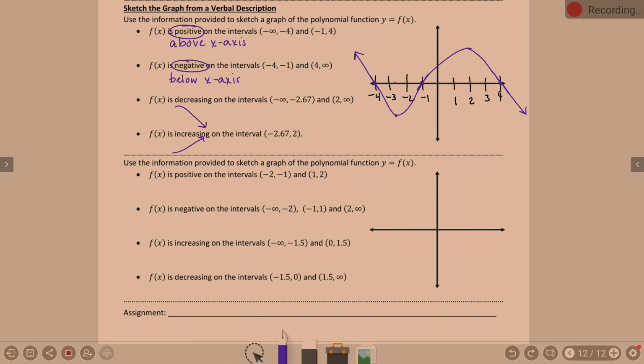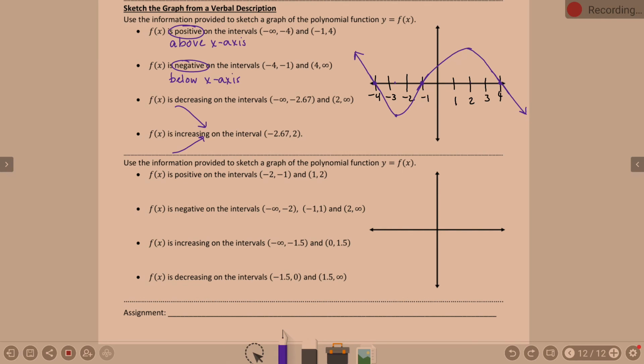Now, does your graph have to look exactly like mine? Not exactly. Maybe your minimum here goes lower. Maybe your maximum goes higher. Okay? You have to look at what they give you. Now, I'm going to try and talk through the last one real quick. Homework is out there on Savvis and will be due tomorrow.